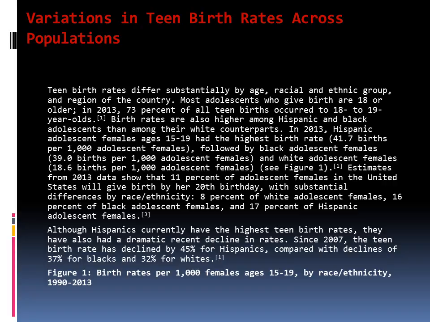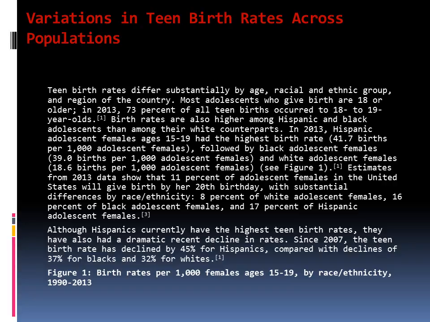In 2013, Hispanic adolescent females ages 15 to 19 had the highest birth rate, 41.7 births per 1,000 adolescent females, followed by Black adolescent females, 39.0 births per 1,000 adolescent females, and white adolescent females, 18.6 births per 1,000 adolescent females.